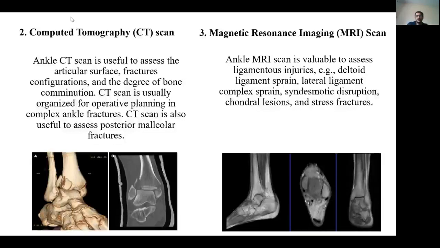We rarely require an MRI scan of the ankle in treatment of ankle fracture dislocation, but the MRI scan is also valuable to assess ligamentous injury like deltoid ligament sprain, lateral ligament complex sprain, syndesmotic disruption, chondral lesions, and stress fractures.